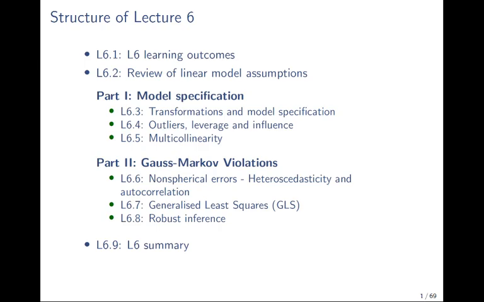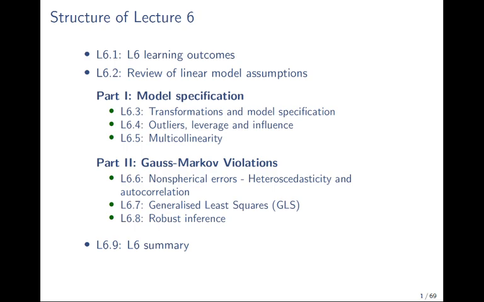In L 6.4, we're going to consider the problem of outliers, leverage and influence, or what we call extreme values. What do we do about them if we have them in our data? And in L 6.5, we'll look at the problem of multicollinearity, which arises when our explanatory variables are very heavily correlated with one another.